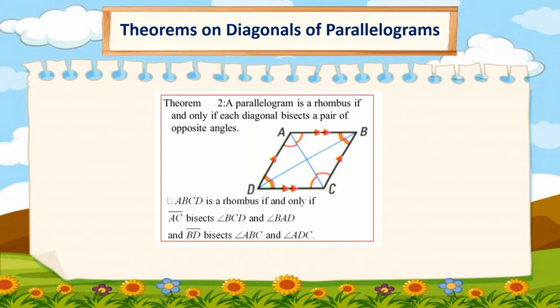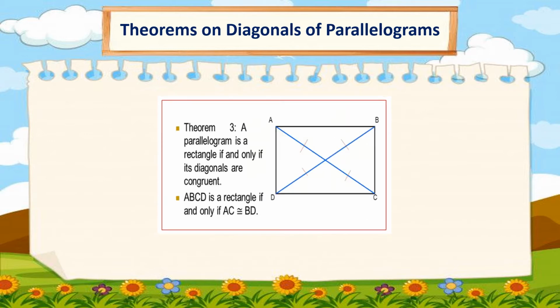Next theorem. A parallelogram is a rhombus if and only if each diagonal bisects a pair of opposite angles. Say for example, we have parallelogram ABCD. Parallelogram ABCD is a rhombus if and only if AC bisects angle BCD and angle BAD, and BD bisects angle ABC and angle ADC.